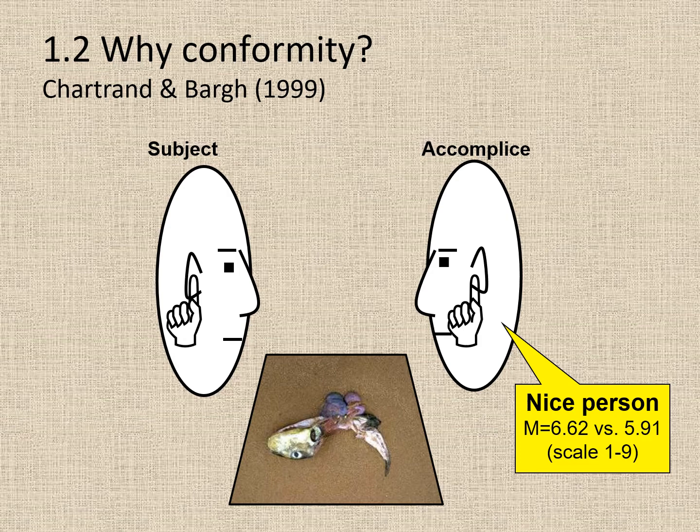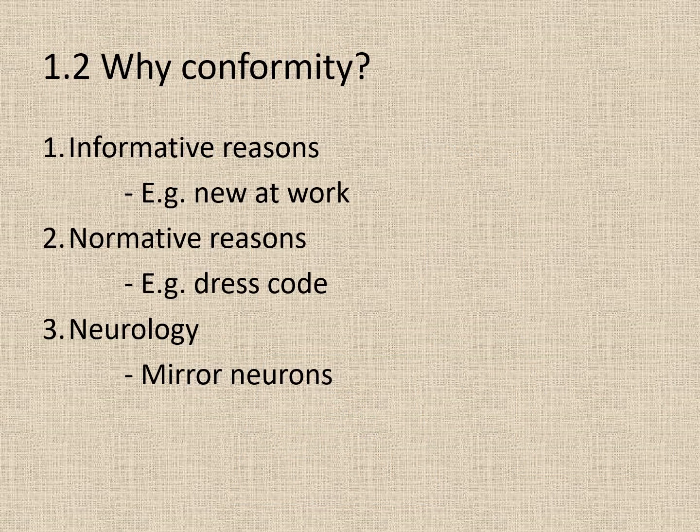Okay, so informative and normative reasons. But if we dig a bit deeper, we try to find some kind of neurological correlates of imitation. Now it's more about imitation. Conformity is a wider phenomenon. So let's talk a bit about imitation here. And of course then we have these famous mirror neurons. What are those? Well, more or less like this.